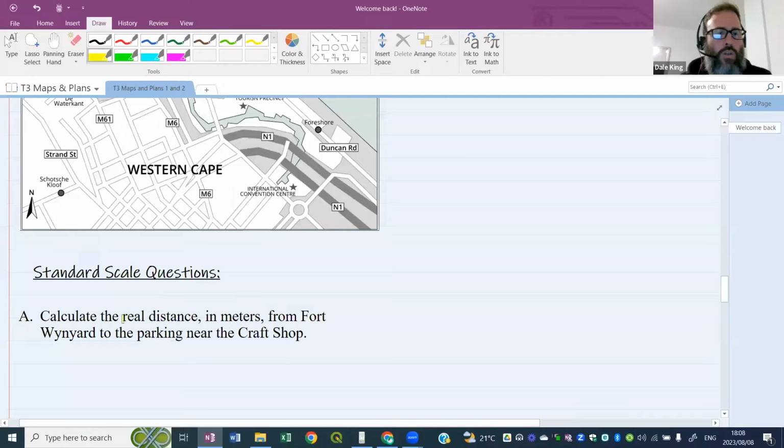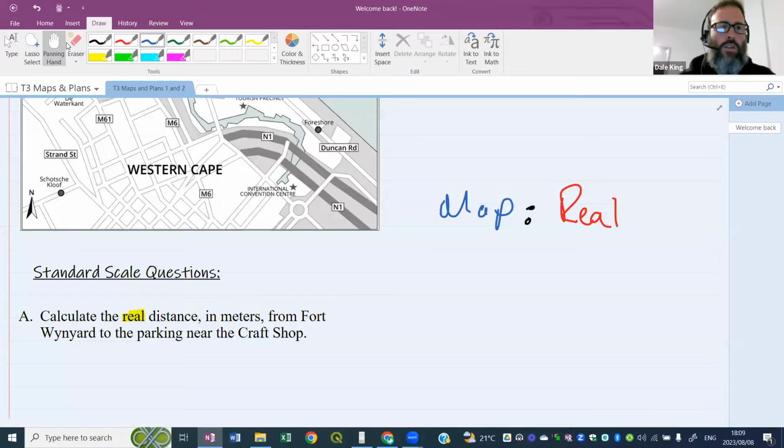One thing I want to show you in this question: calculate the real distance. We have real distance, and then we have the map distance. I write it in the ratio like that because, in fact, I'm not going to give you too much information. Let's see what you know. But we have map distance and real distance in scale on maps. Just reminding you about that.